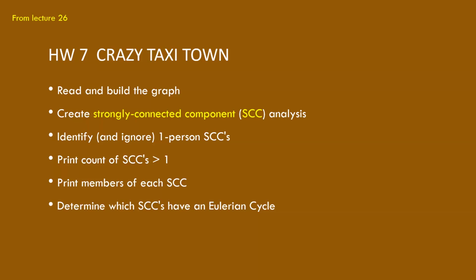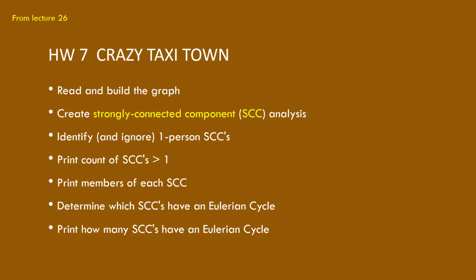And then finally, determine which of these strongly connected components have an Eulerian cycle. Remember that with an Eulerian cycle, you can think of it as painting all the streets. You leave one location and you end up back in that same location, and you only have to paint the streets once. You don't want to go back and repaint the same street. The last part is printing out how many of those are found inside of that graph as well.